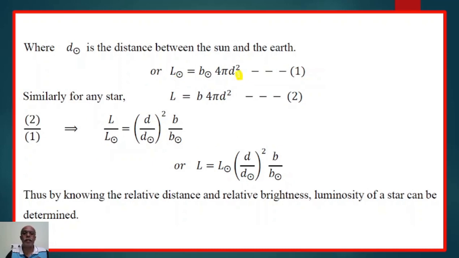This is d of Sun. Similarly, for any other star, L is equal to B into 4 pi d square. Taking the ratio, dividing equation 2 by 1, we get L by L of Sun is equal to d by d of Sun whole square into B by B of Sun. Therefore, L is equal to L of Sun into d by d of Sun whole square into B by B of Sun. That is, if we know the relative distance and the relative brightness, we can estimate the luminosity of any star.